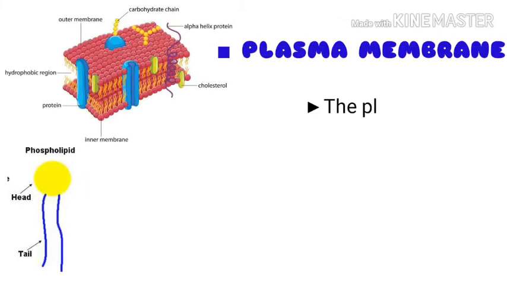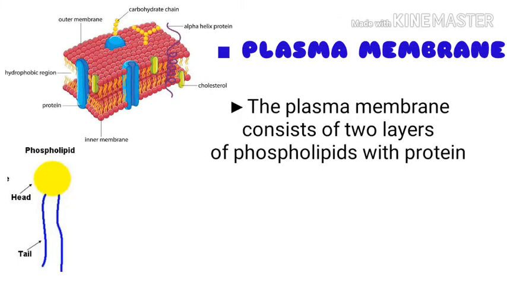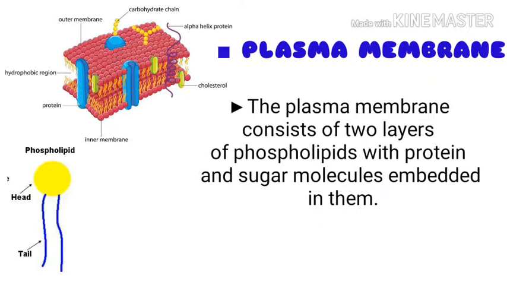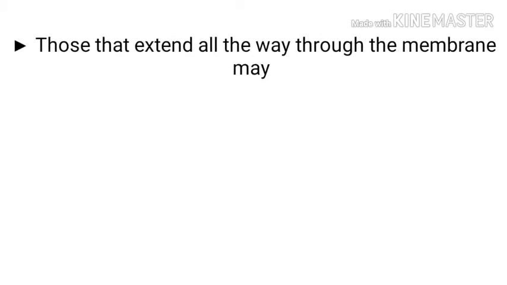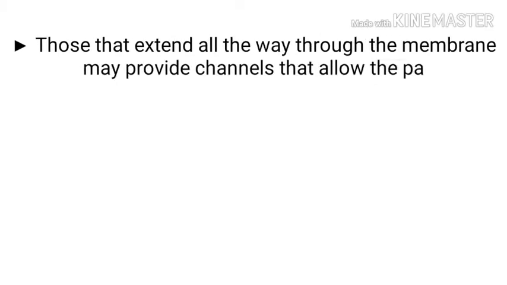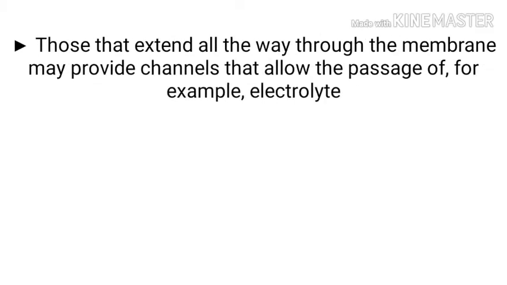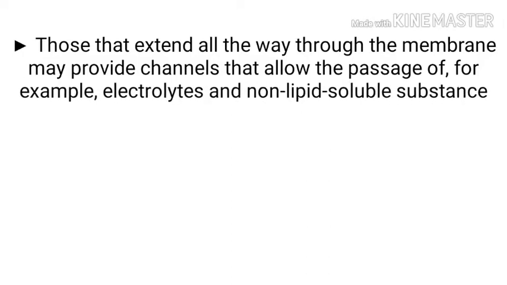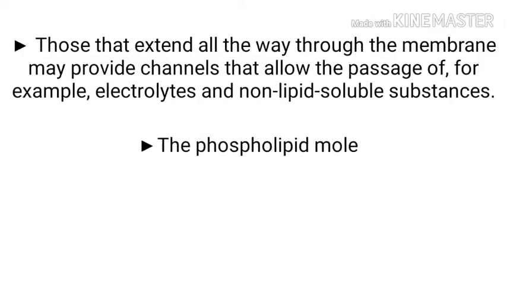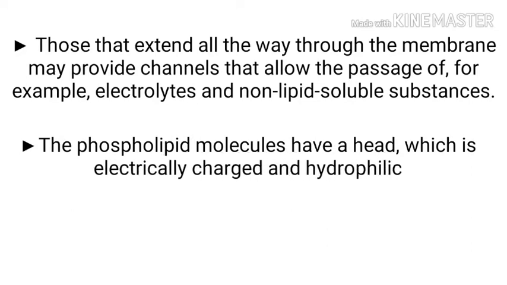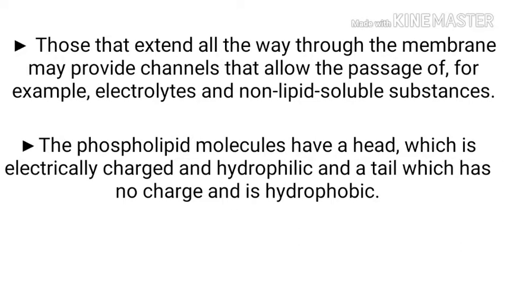The plasma membrane consists of two layers of phospholipids with protein and sugar molecules embedded in them. Those that extend all the way through the membrane may provide channels that allow the passage of, for example, electrolytes and non-lipid soluble substances. The phospholipid molecules have a head, which is electrically charged and hydrophilic, and a tail which has no charge and is hydrophobic.